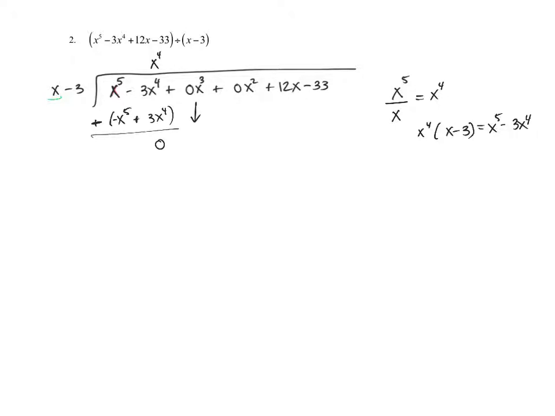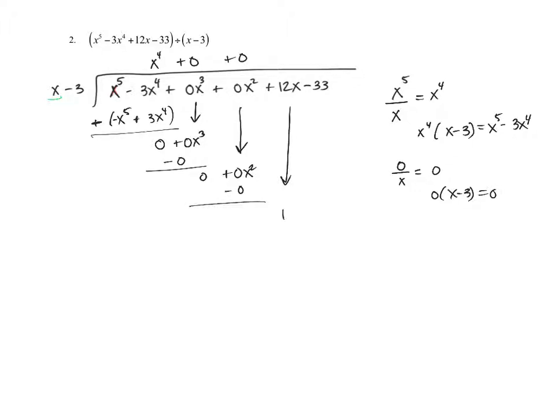Carry down the 0x cubed. When you divide that by the leading term of the divisor, you just get 0, okay? So that's no problem. Multiplying that would just be 0. So you're just kind of getting a placeholder here. You subtract that whole thing, and you still just have 0. Carry down the 0x squared, you get 0. Subtract that whole thing, bring down the 12x.